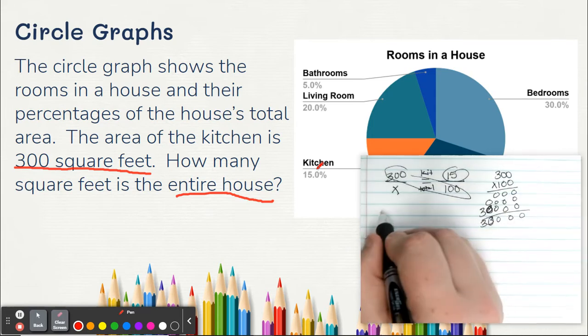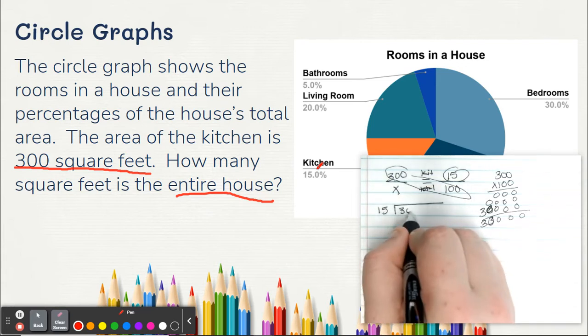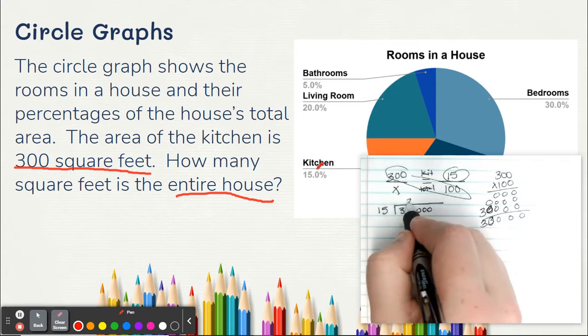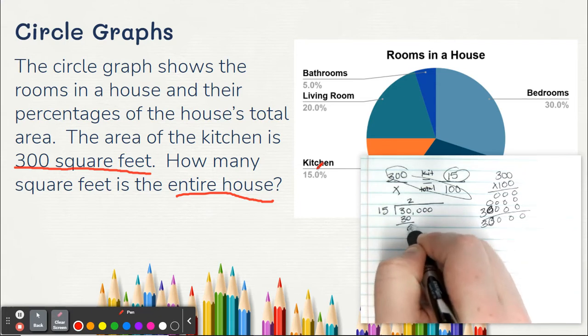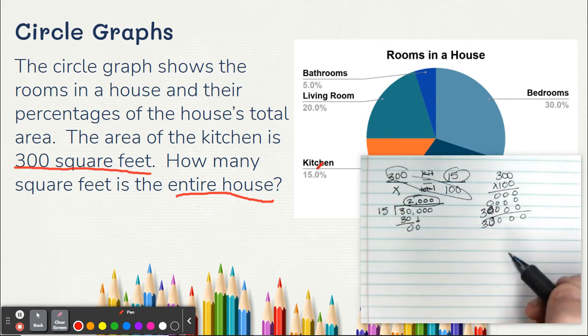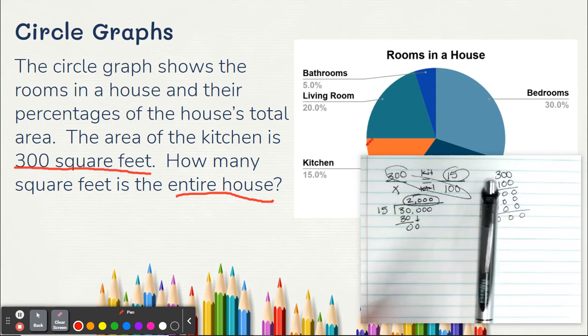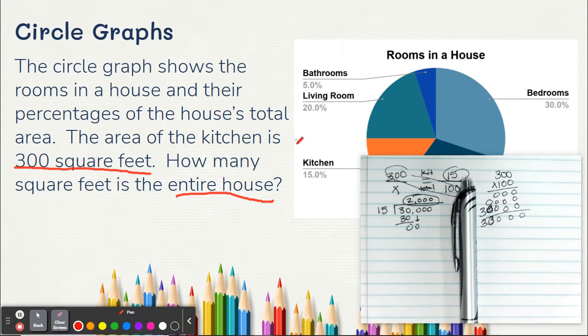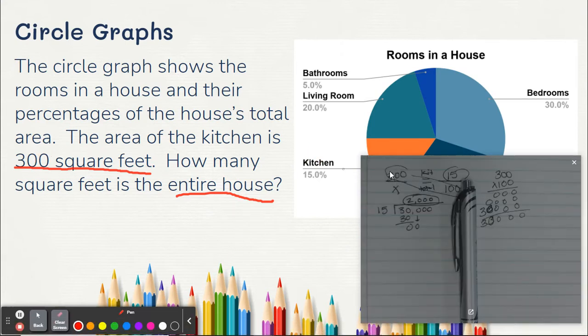So 15 goes into 30,000. 15 goes into 30 twice, and all the rest of these are going to be zeros. So the total square footage of the house is 2,000 square feet. Okay, that's all we did. I took the 300 for the kitchen that I knew, and I put that on top because I'm trying to find the total area.